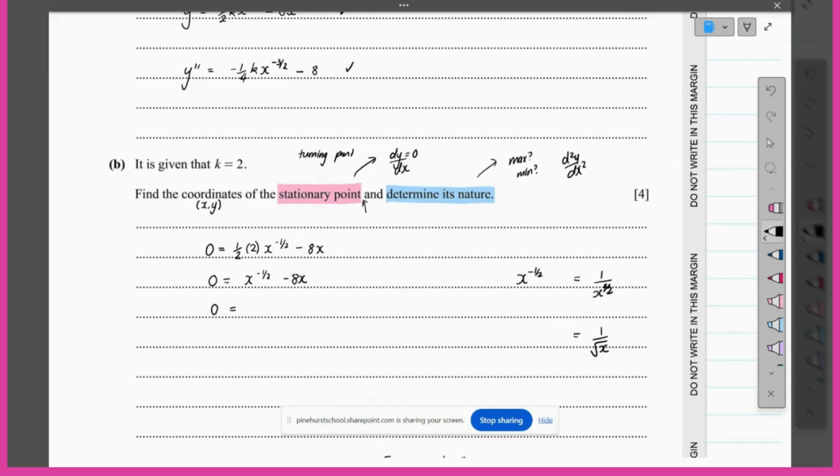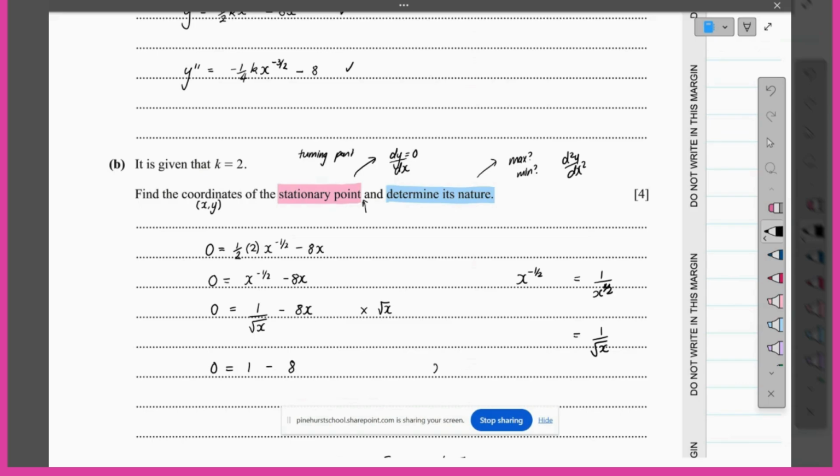So I'm going to chuck it back on the bottom. I don't mind if you put it to the power of a half, whichever. And at that point, I'm going to multiply everything by root x because I want to get rid of the root x on the bottom. So then I end up with 0 is equal to 1.